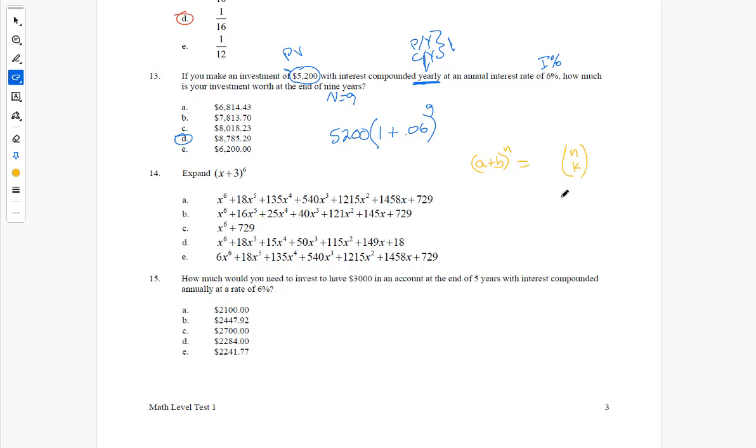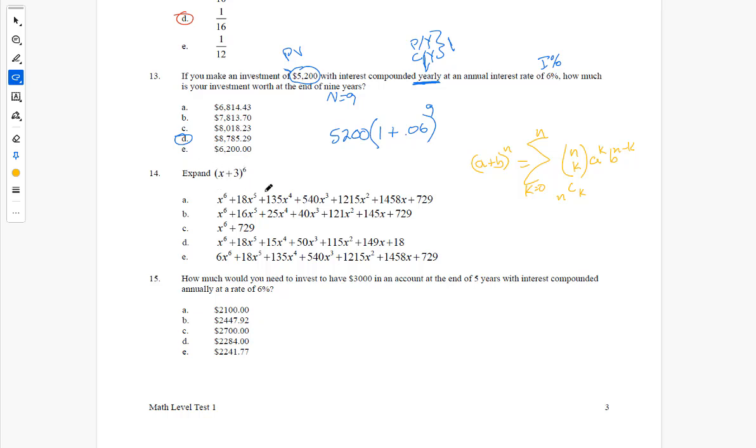You remember that is the same thing as writing n choose k, like that, and a to the k and b to the n minus k. All right, and then you sum all of those up where k goes from 0 up to n. So we're going to expand this guy out.